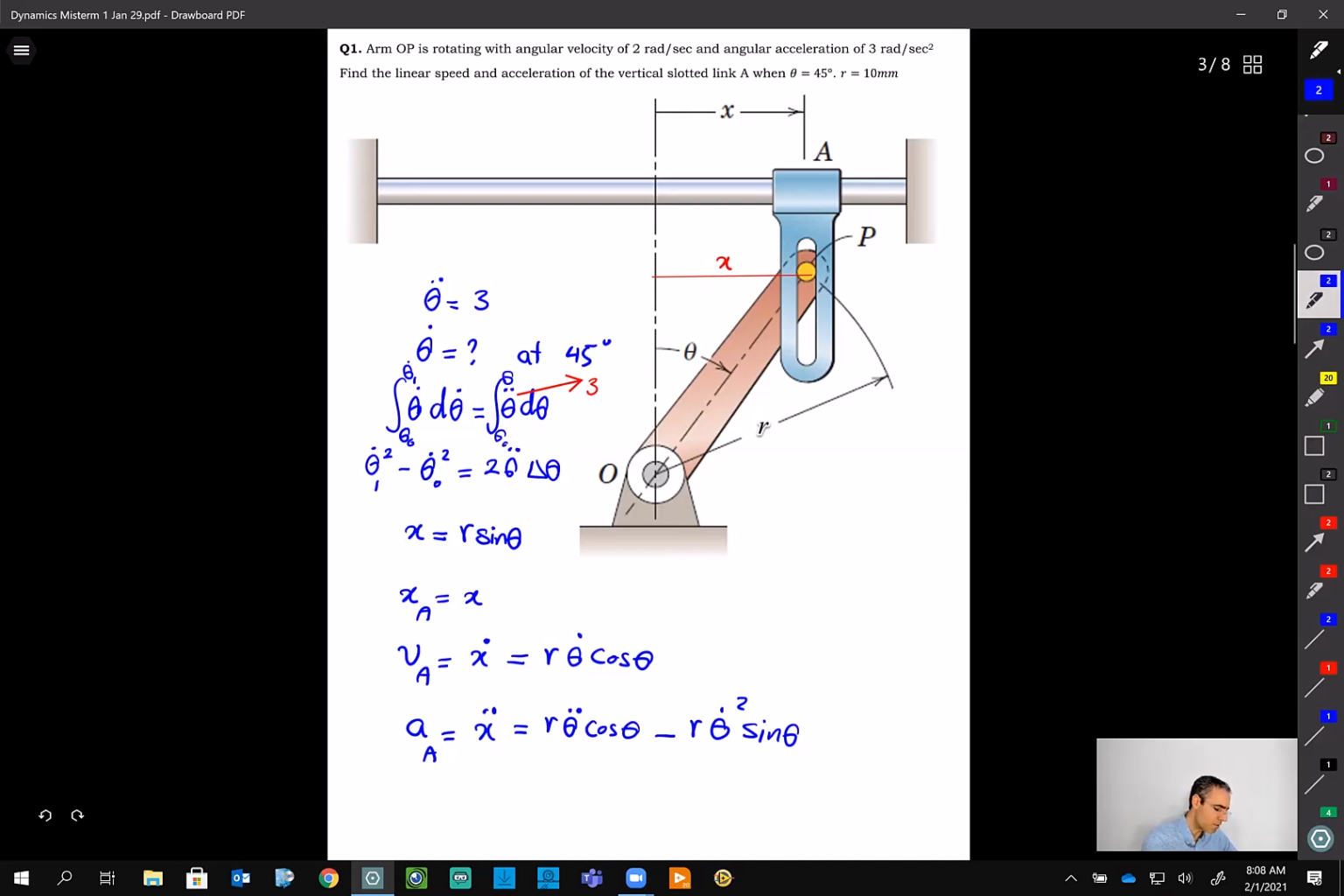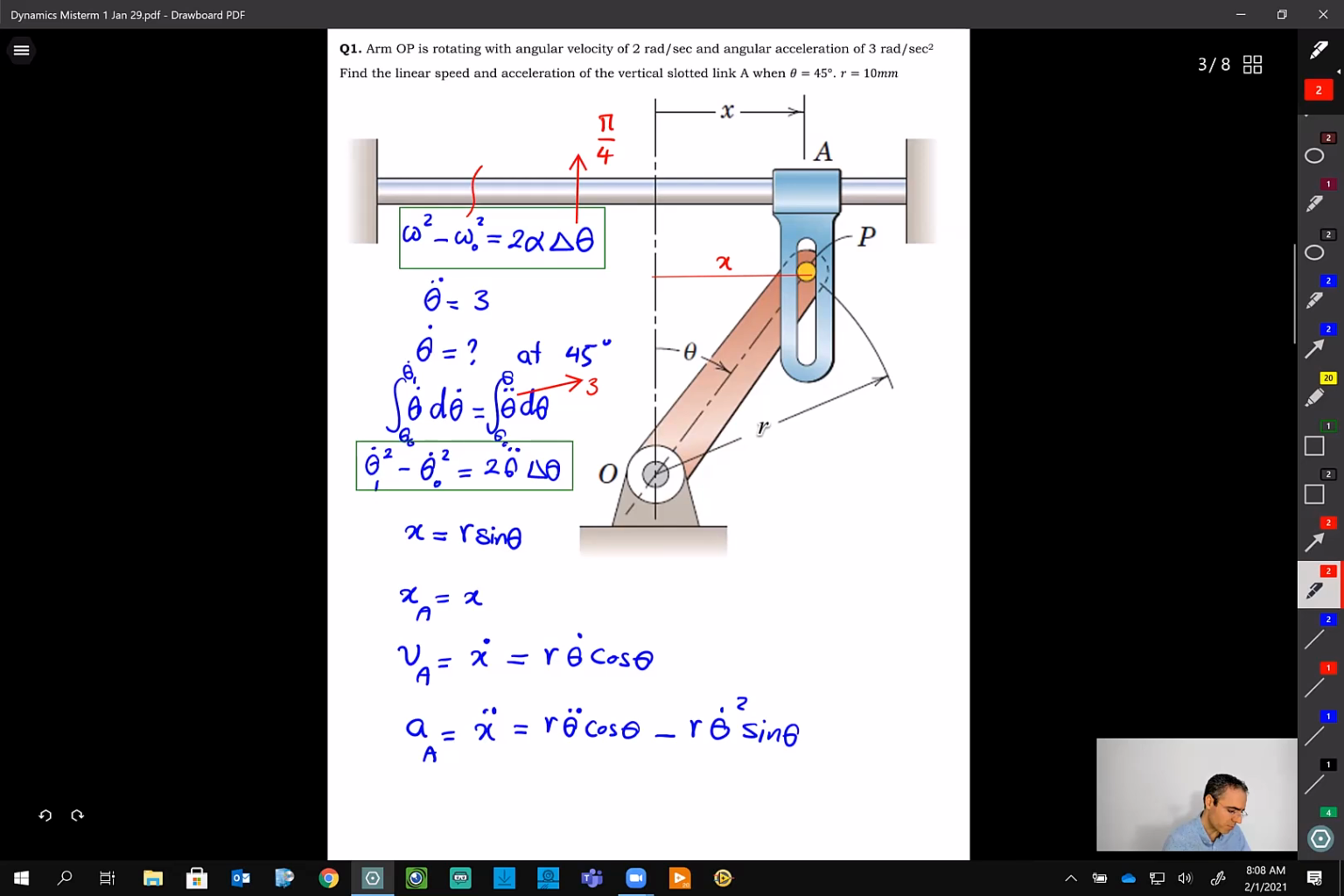Or simply you can use the formula that we developed before: omega 2 squared minus omega 0 squared equals 2 alpha delta theta, which is basically the same. It's just that instead of theta dot and theta double dot, we replace them with omega and alpha. So we want everything at theta equal to 45 degrees. All right, so then this delta theta is pi over 4.